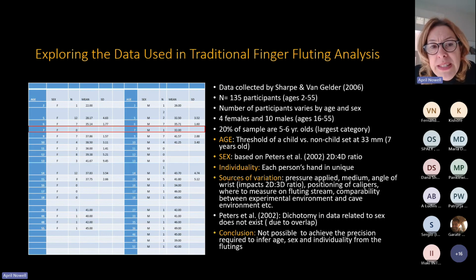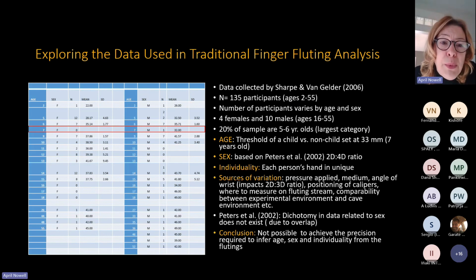So the database is based on 135 participants whose ages range from 2 to 55, and there's an uneven distribution of participants by age and sex, so it varies quite a bit. For the older half, from 16 to 55, for example, we have only 14 individuals represented, 4 females and 10 males. The largest category of the sample is made up of kids 5 to 6, and that's about 20% of the sample.